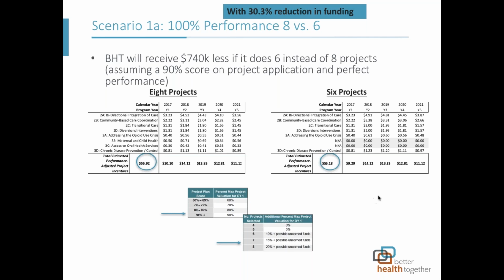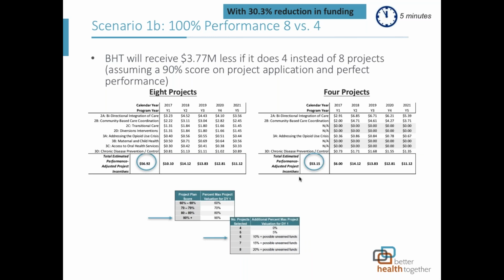But just for the sake of financial modeling, you can see that the difference between 8 projects and 6 projects, it isn't huge. It's less than $1 million if we do all of our projects with 100% success.